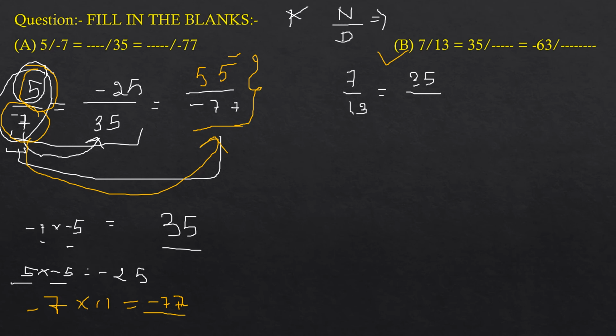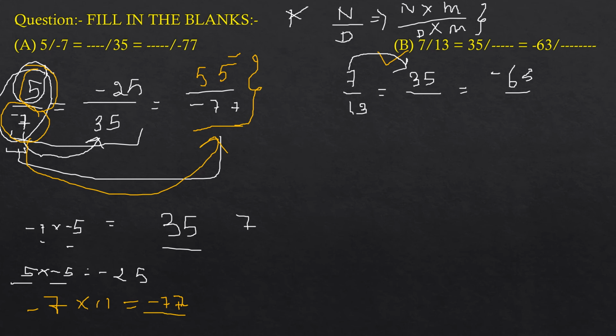Alright, if we are multiplying the numerator by any non-zero integer m, the denominator should get multiplied by that also. This is the basic thing we have to keep in mind. If we are doing any operation with the numerator, the same will be done with the denominator. If we are doing any operation with the denominator, the same will be done with the numerator also. So we have 35 by, okay, here this number we have to find, and the third is minus 63 by dash.